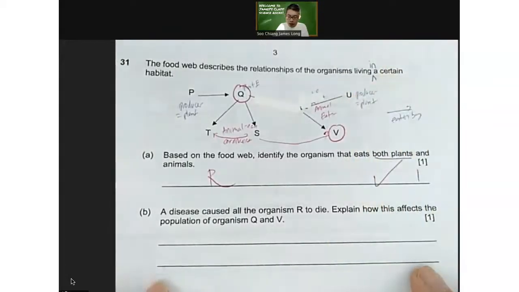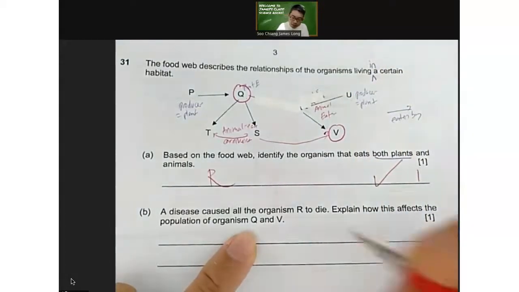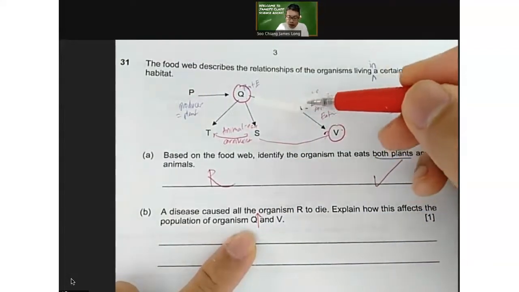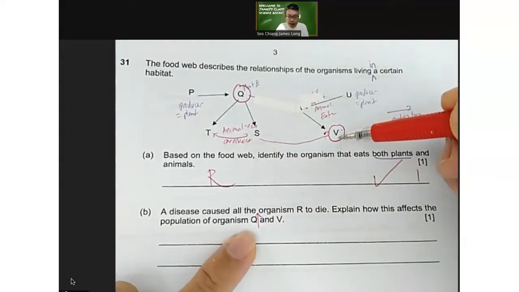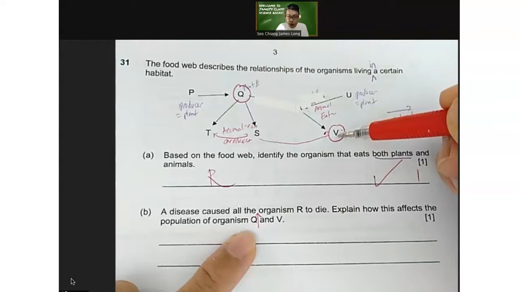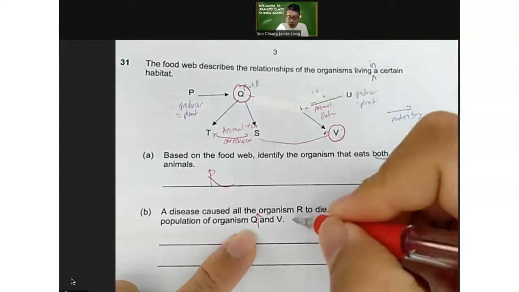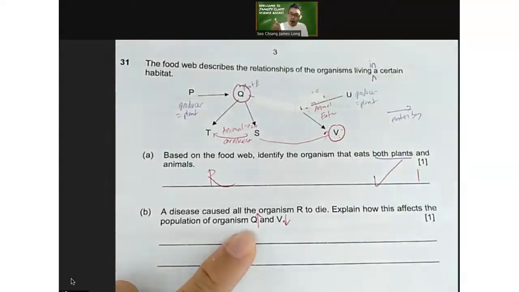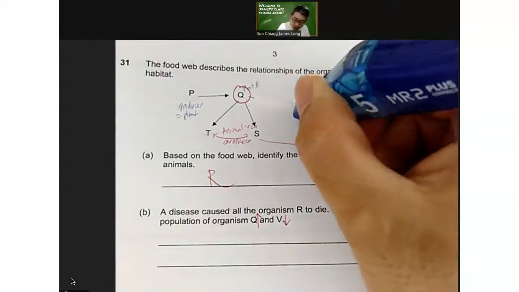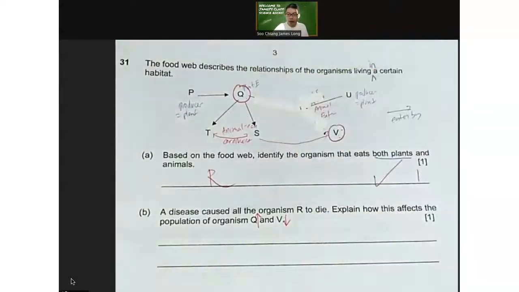Definitely the Q population will increase. How about V? R is the only source of food for V. V doesn't eat anything else. It's a very, very picky eater. So if R is gone and V has no more food to eat, the population will decrease. It will either die or it must migrate and go elsewhere, or try to find some other source of food. But based on what you can see here, R is the only source of food that it has. So without R, no arrow, no food.